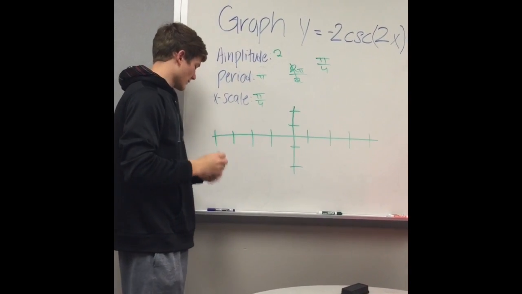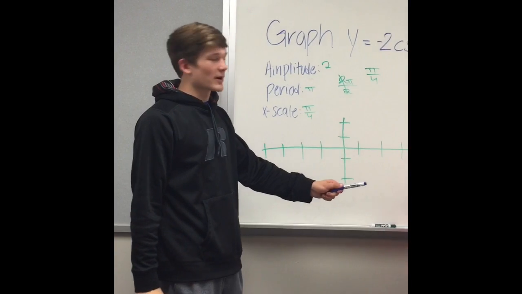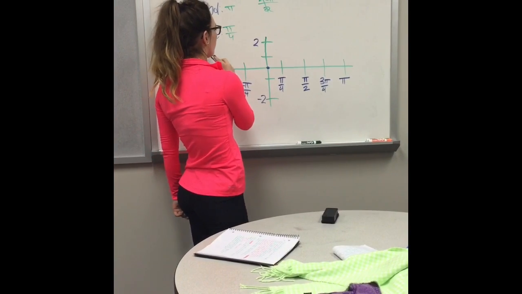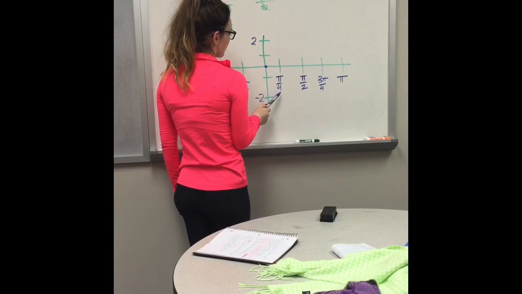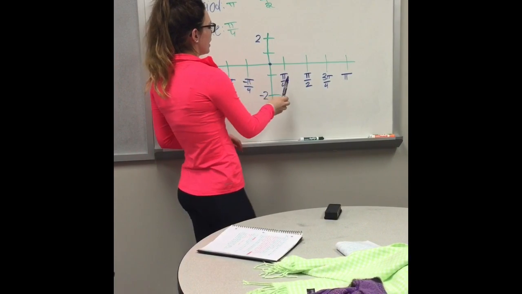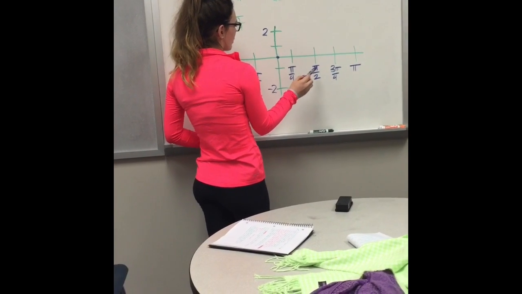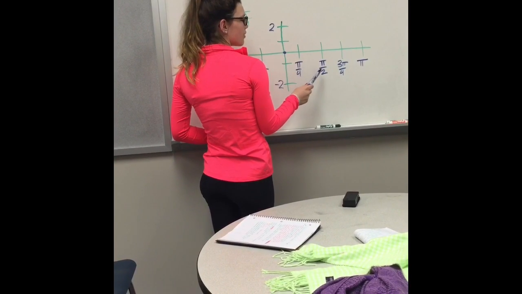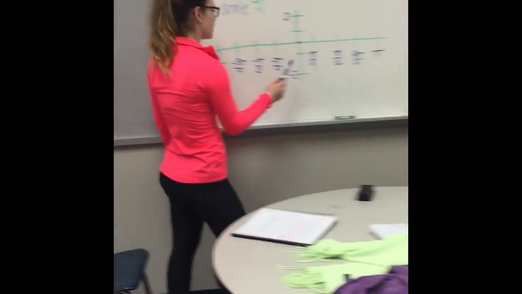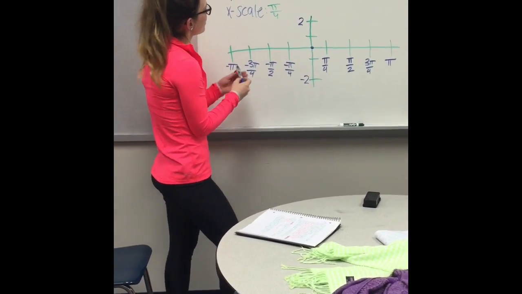Now we're going to have our expert grapher. Okay, so your x scale or your interval is pi over 4. So you're going to count by pi over 4. And so you have pi over 4, and then you have 2 pi over 4, which is pi over 2, and then 3 pi over 4 and pi. And then on this side, you just make it negative.